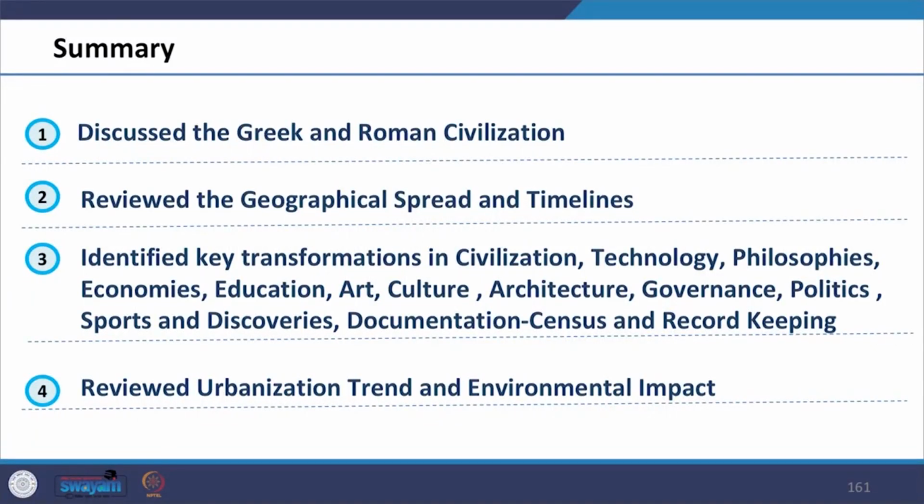So, summarizing, in this session today, we saw the Greek and the Roman periods. We saw their geographical spread, timeline, geographical conditions, and the key cities. Further, we saw key transformations in these civilizations. We saw what their economy was like, what the philosophies were, education, sports, art, culture, technology, architecture, political governance, political scenario, discoveries, change in spatial planning, key elements, water supply and sanitation, and social structure.